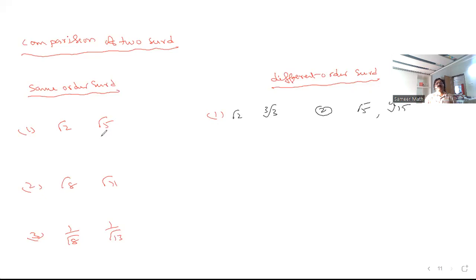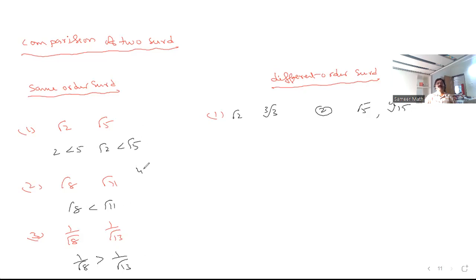If the same order surd is there, just compare the radicand. So 2 is less than 5. So simply you can say that root 2 is less than root 5. That's it. Whereas here root 8 is greater than root 13. Just compare the radicand, you will get it.